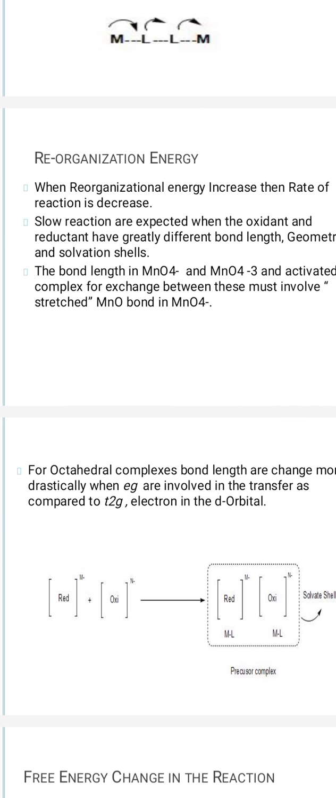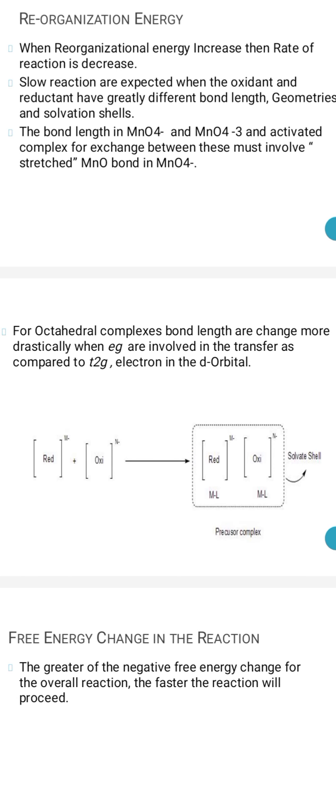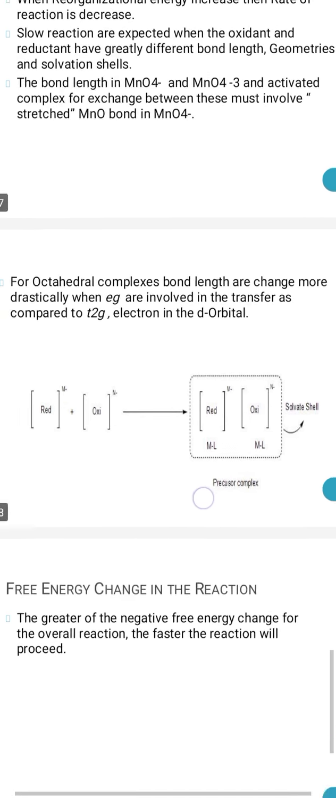For octahedral complexes, bond lengths are changed more drastically when eg electrons are involved in the transfer as compared to t2g electrons in the d orbital. It simply means that when the electron transfers in the d orbital for octahedral complexes, the bond lengths are changed more drastically.